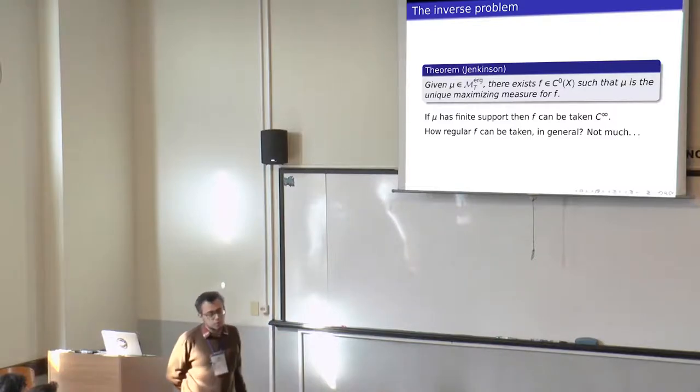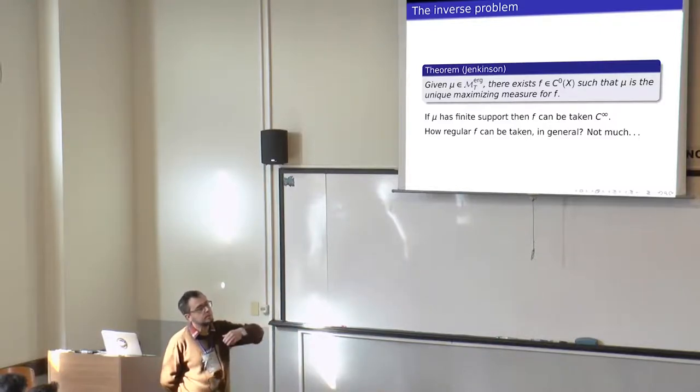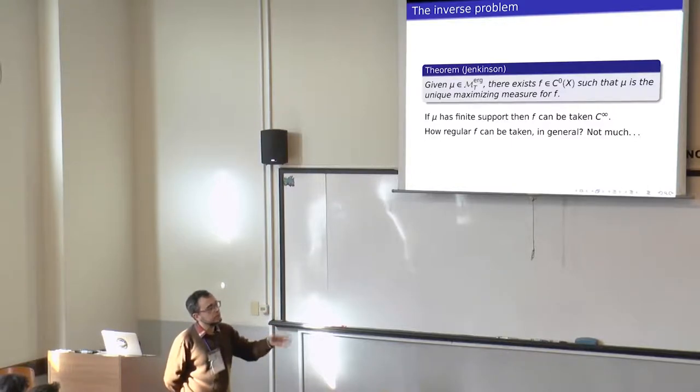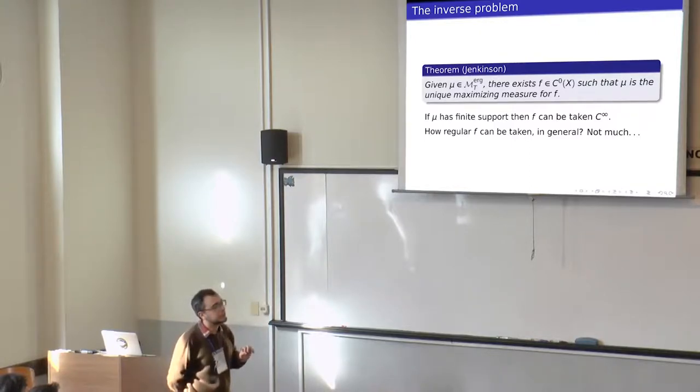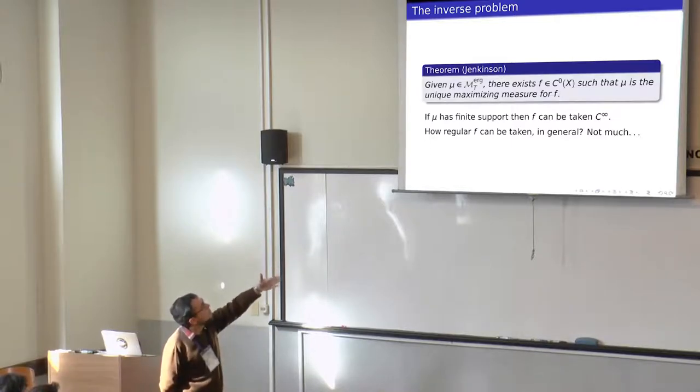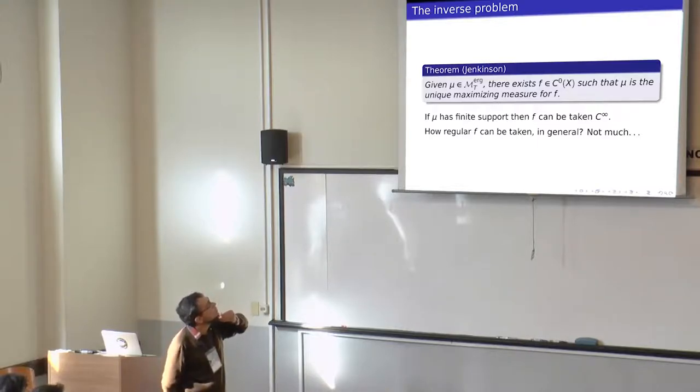So, for example, let's take the doubling map. You can find some continuous function on the interval or on the circle for which, let's say, Lebesgue measure is the measure for which the integral is as big as possible. If you take another invariant measure, you have a smaller integral, right? Okay, that's Lebesgue measure, but a question here: can you improve the regularity of this function?